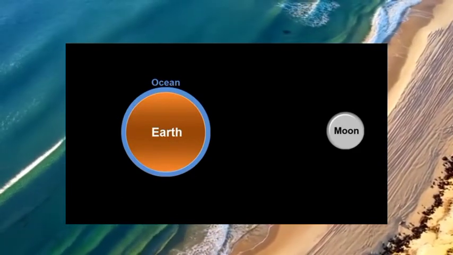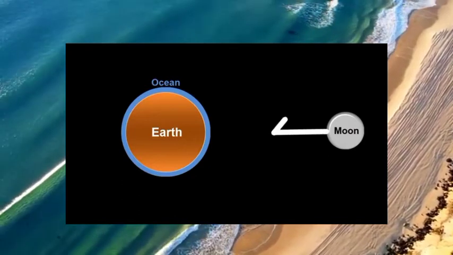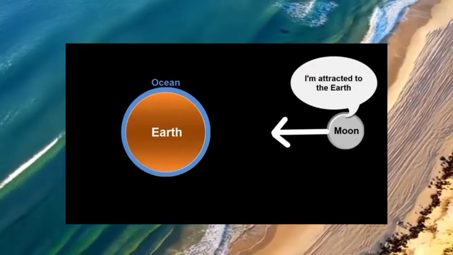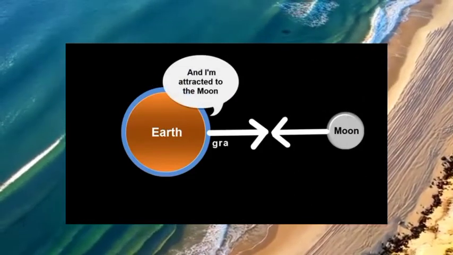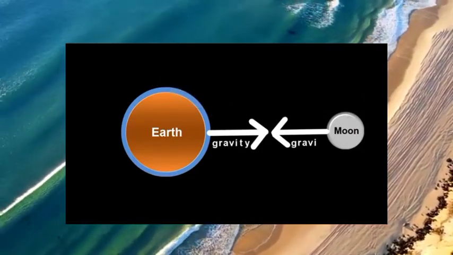The moon pulls on the water on the side nearest to it more strongly than it pulls on the center of the earth. This pull creates a bulge of water on the side of the earth facing the moon.